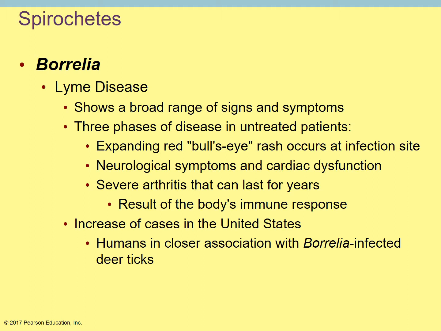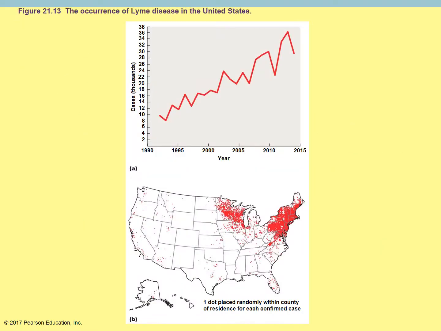What is the reason for that? Because humans are encroaching more and more on the habitat where these ticks are, which is out in the woods, and we're going out more and more into those woods. If we never cross paths with the tick, we would never get it. But we're encroaching more and more on their environment. The upper graph does show the increase in the number of cases in the United States, and the bottom map shows the location. As you can see, most of it is in the Northeast and then in the upper Midwest areas.